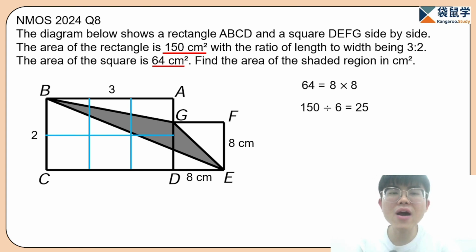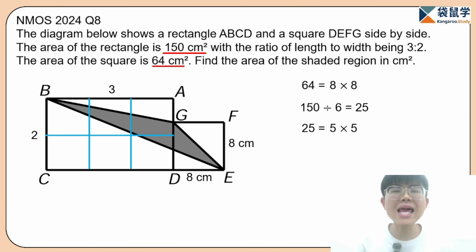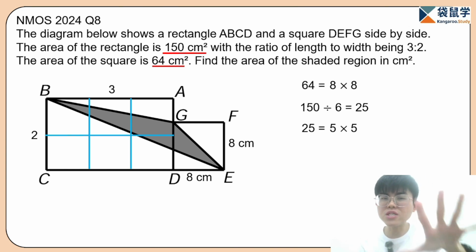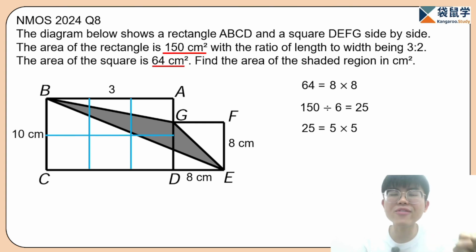We know that the area of a square is side length times side length. So for the area of 25, it will be equal to the multiplication of which same number? It is 5 times 5. So the side length of each small square is just 5. Now we can find the length and width of the rectangle. For the width, we use 2 times 5, which is 10, and for the length, we use 3 times 5, which is 15.